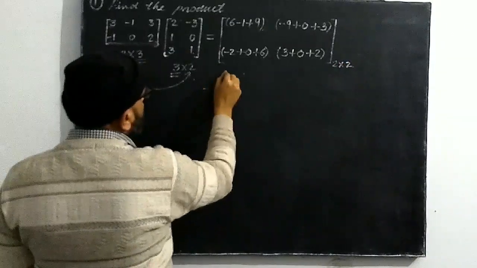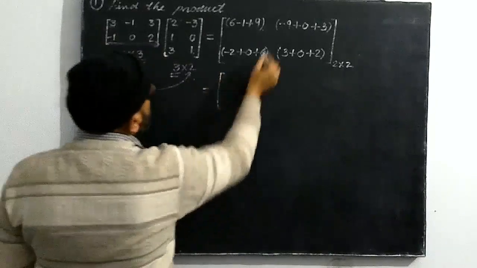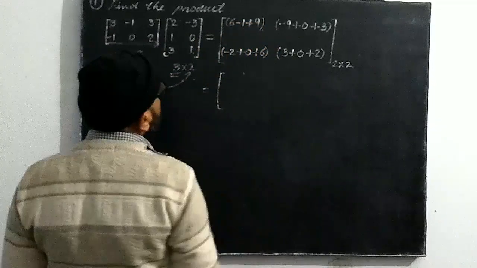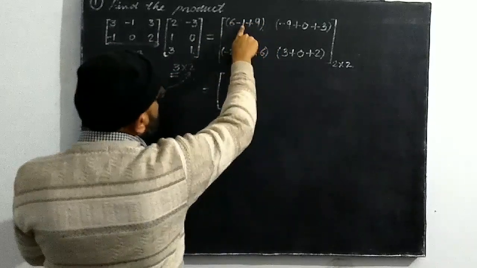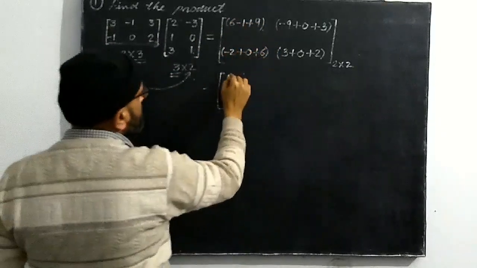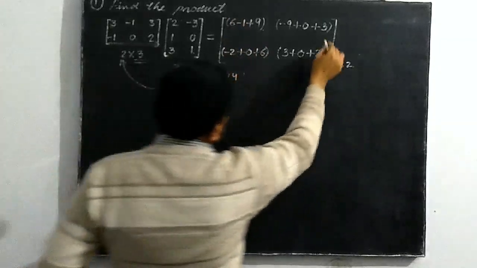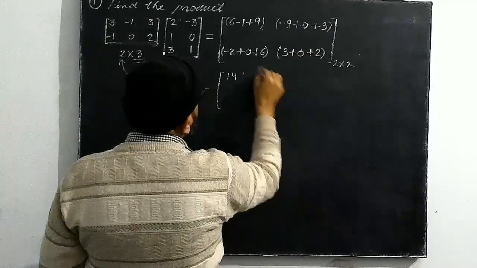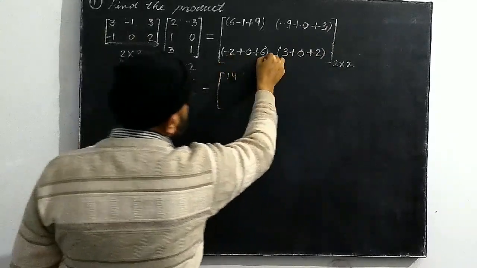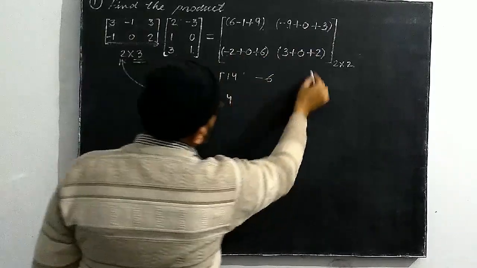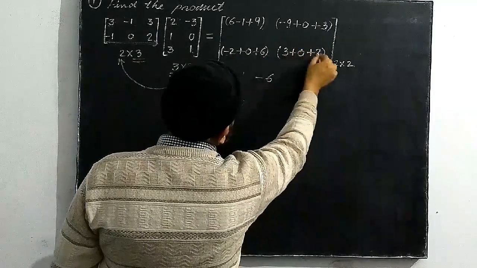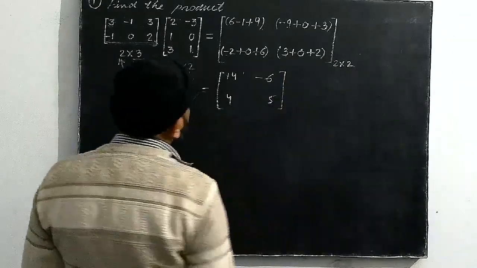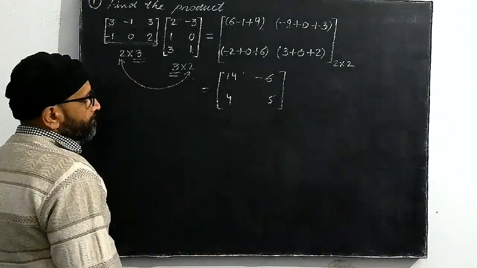Now just simplify. So first, 6 plus 9, both are positive, should be added, positive 15. And 1 is negative, so positive 15 minus 1, we get 14. And here minus 9 and plus 3, so we get minus 6. Here we have minus 2 plus 6, so we get plus 4. And here we get 2 plus 3, 5. So this is the way to multiply two matrices.